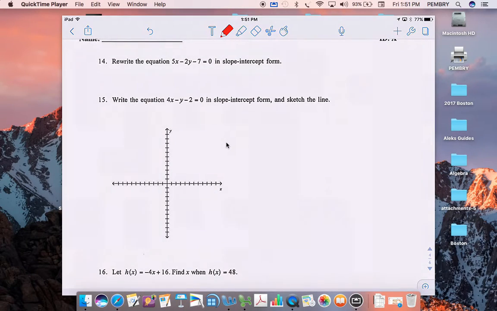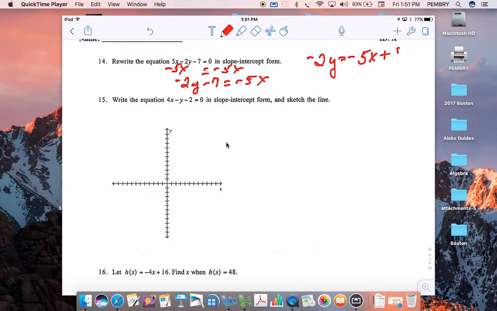To write this equation in slope-intercept form, I would first subtract the 5x from both sides, and I would get negative 2y minus 7 equals negative 5x. Then if I add 7 to both sides, I would get negative 2y equals negative 5x plus 7. And then if I divide everything by negative 2, I get y equals a positive 5 halves x minus 7 halves.